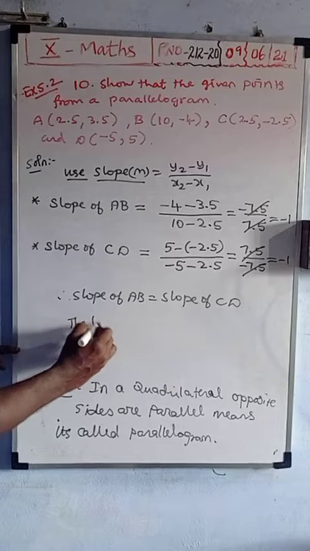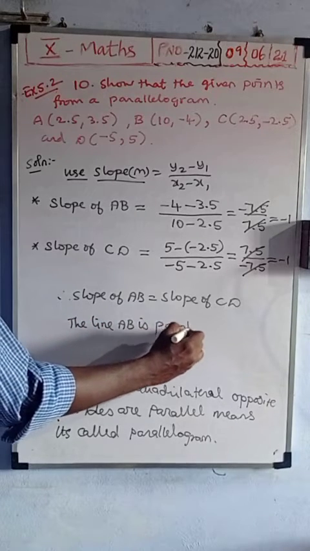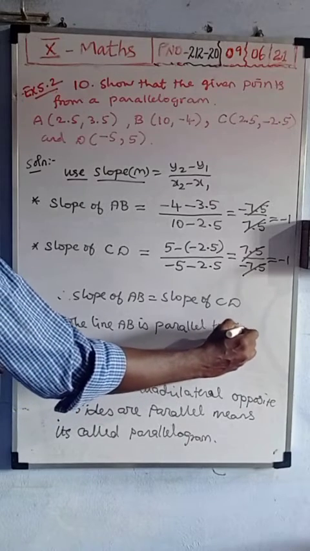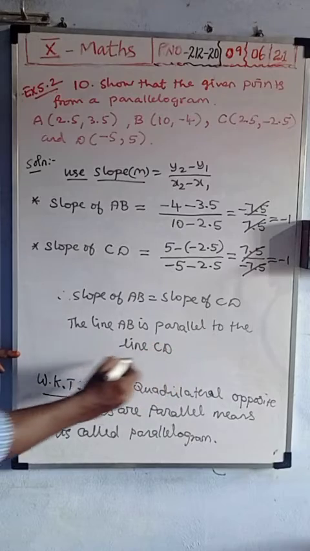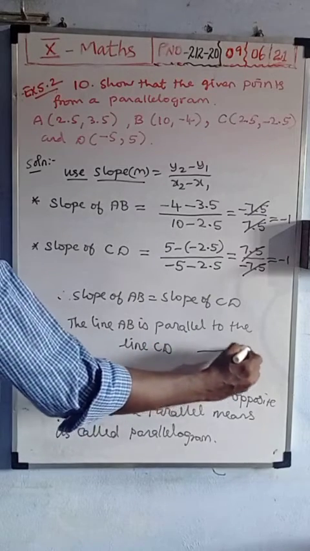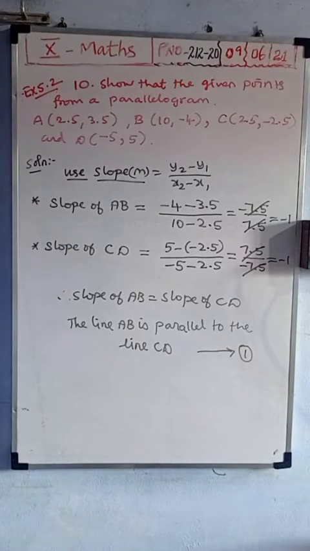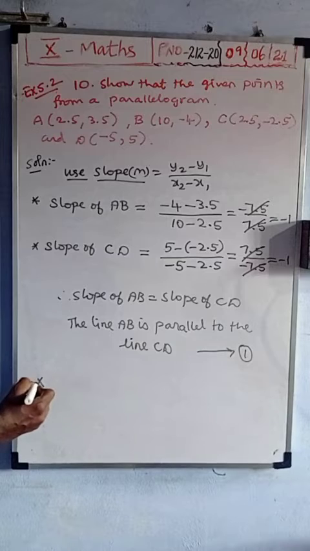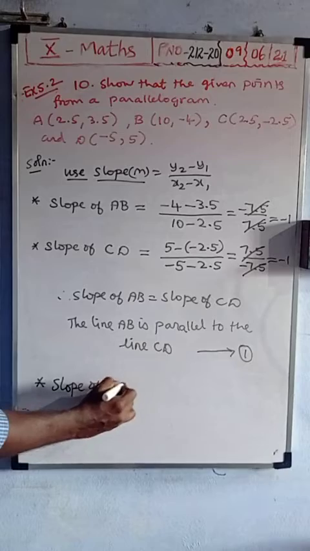These two slopes came equal, therefore the lines are parallel. Slope equal means the line AB is parallel to the line CD. Keep this as condition 1. Both slopes came equal, so the two lines are parallel. First condition over.